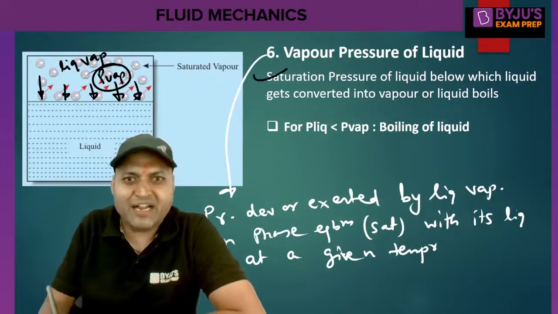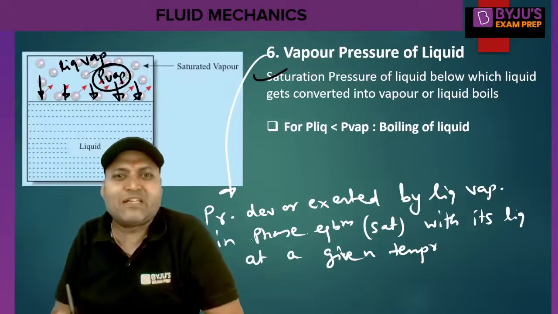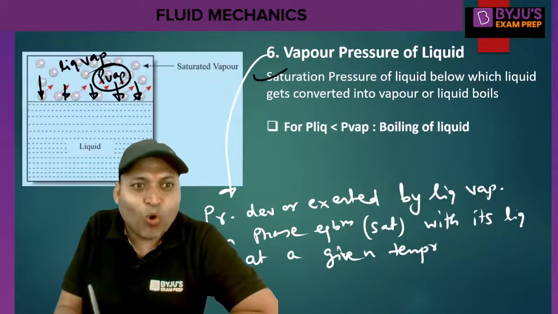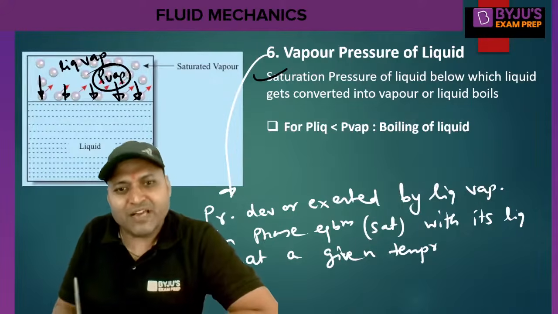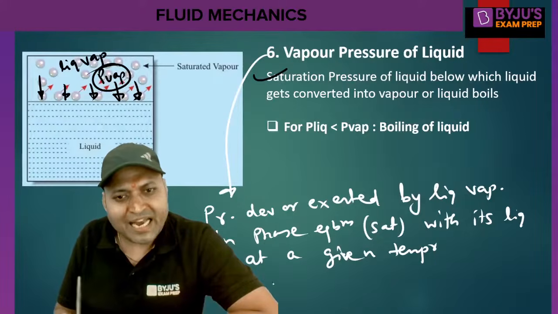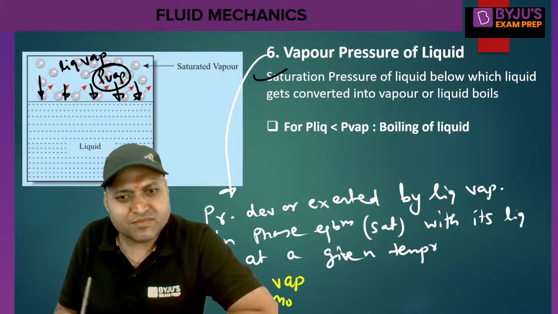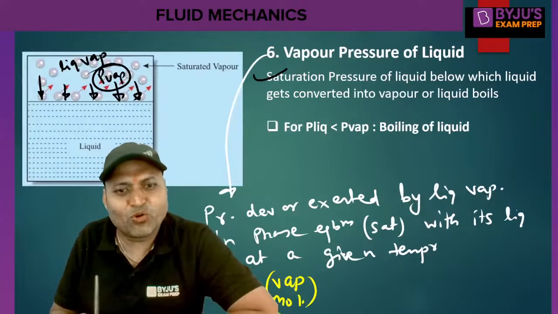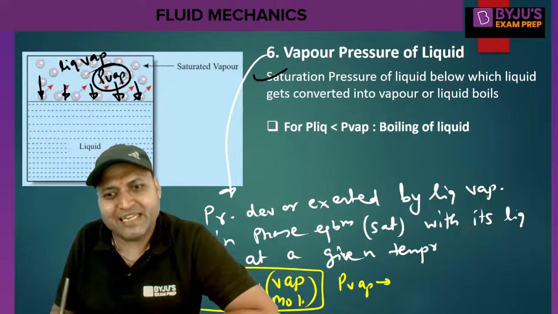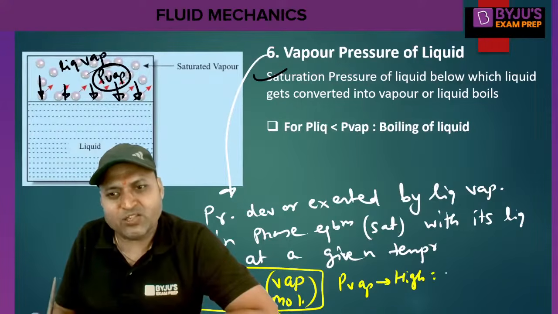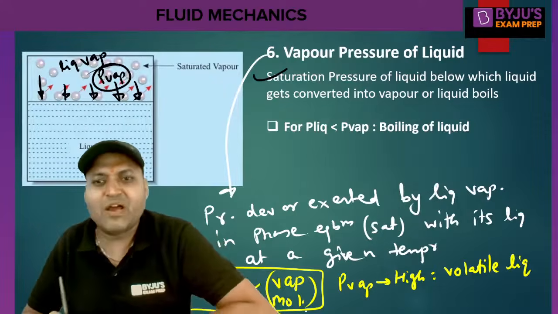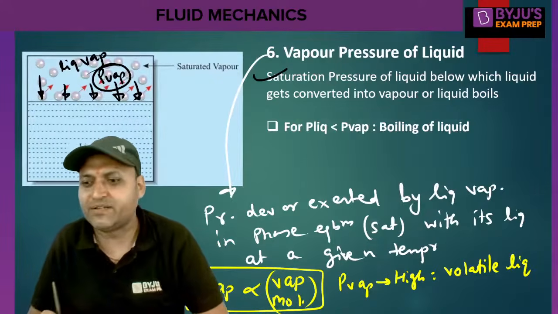Or it can also be defined as the saturation pressure of the liquid below which liquid gets converted into vapor. If vapor pressure is more, then more is the number of vapor molecules. So we can say vapor pressure is directly proportional to vapor molecules. More is the number of vapor molecules, more will be the vapor pressure. When the vapor pressure is high, the liquid is called a volatile liquid.